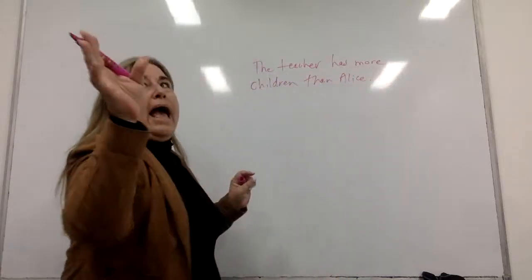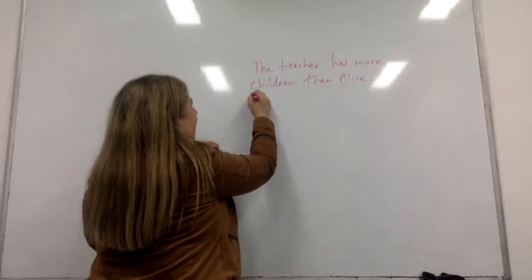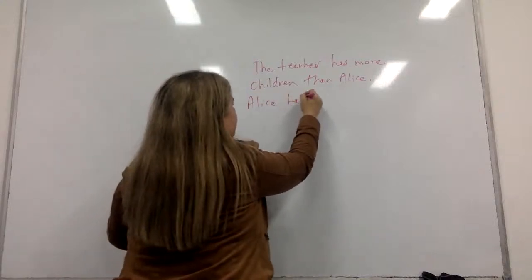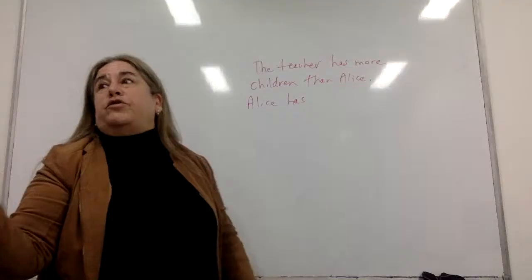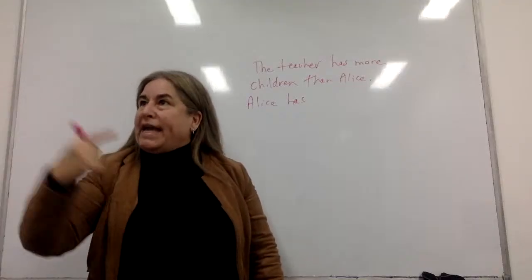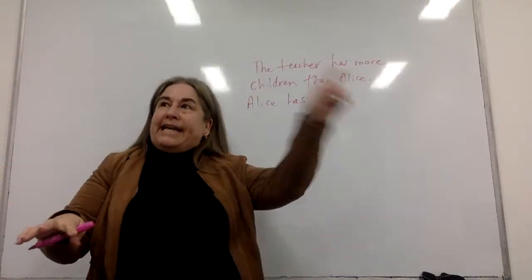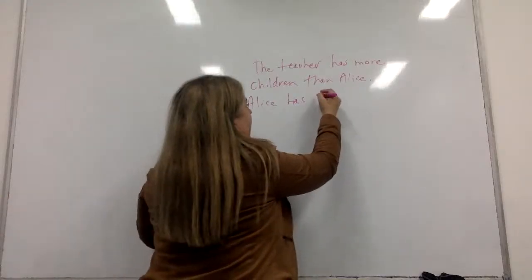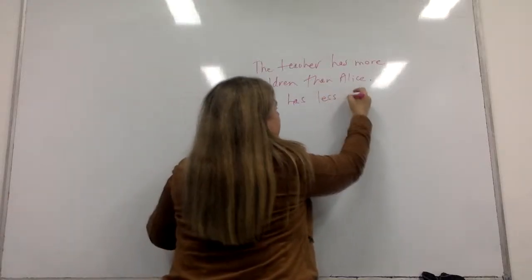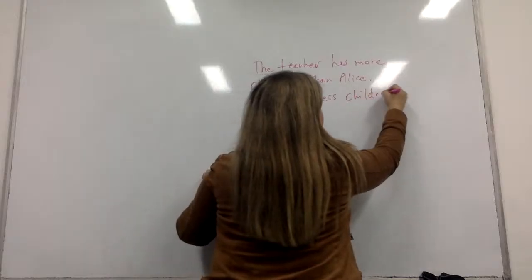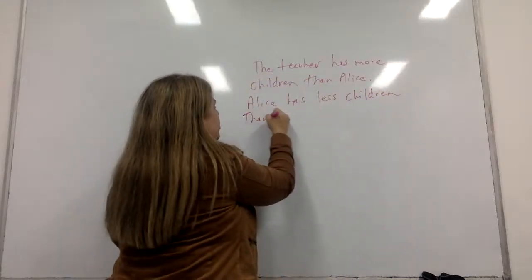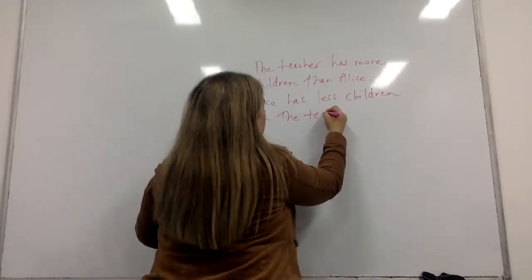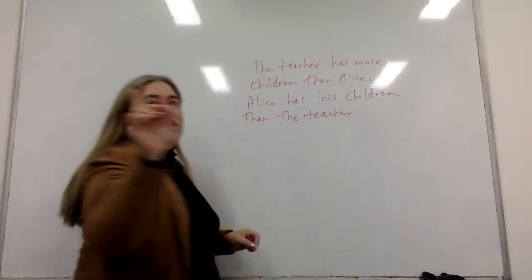Correct? And we could say that Alice has, because we go, I have, you have, we have, they have, he has, she has. So Alice has less children than the teacher, correct? Than Nicole.